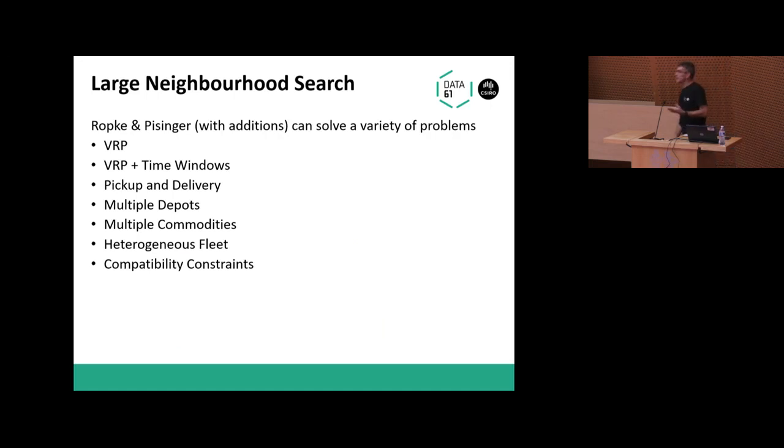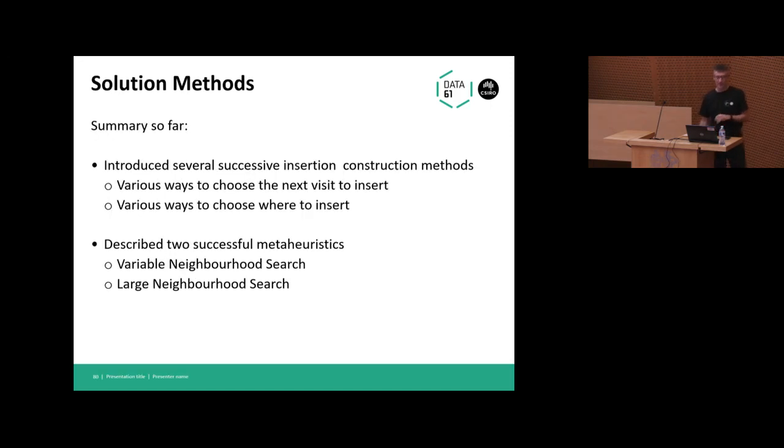The nice thing about this LNS in the VRP context is it can be used for a whole bunch of the different variants that I was talking about in the beginning. So VRP, time windows, pickup and delivery, and all those other rich vehicle routing variants, it can be adapted to very quickly. So we've got several successive insertion techniques, various ways to choose the next one to visit and where to insert, and we've got VNS and LNS that both perform very well on a wide variety of these routing problems.